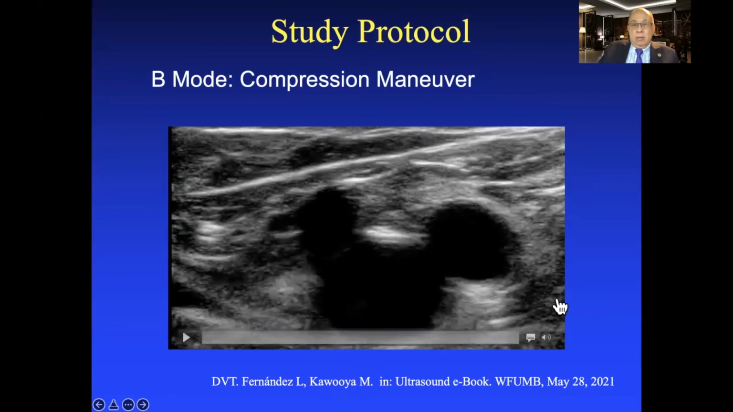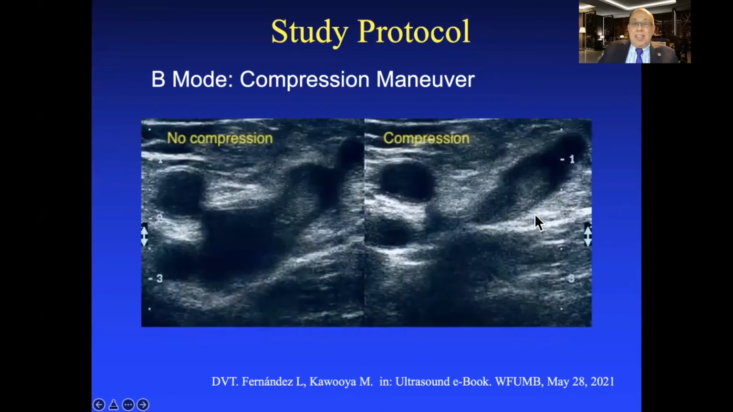Michael Kawuya from Uganda. In this case, we are observing low echogenicity inside the confluence, the saphenous femoral confluence. And here, when we perform the compression, we can collapse the walls of the common femoral vein, but the confluence cannot be compressed because it has a thrombus inside.